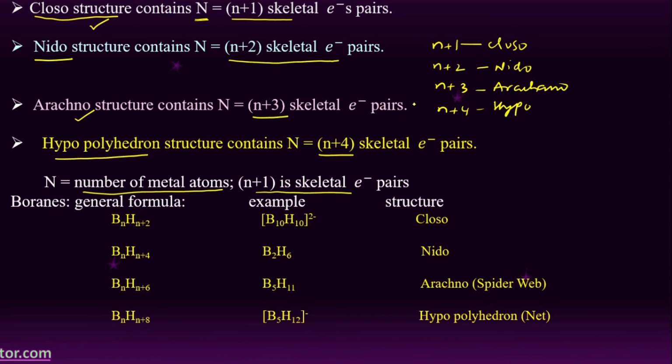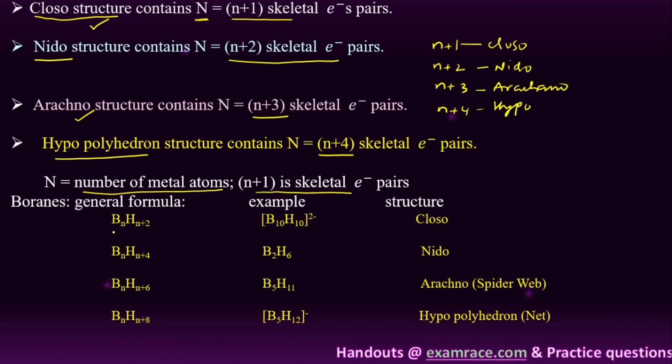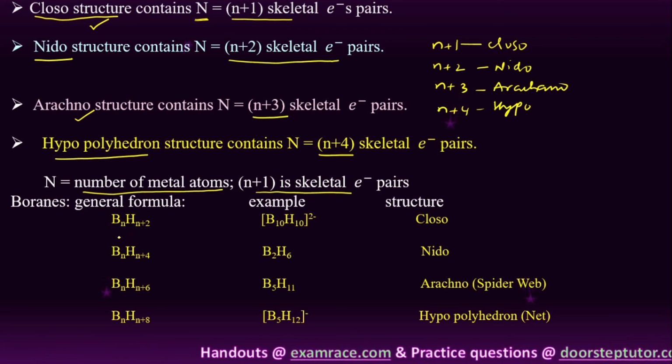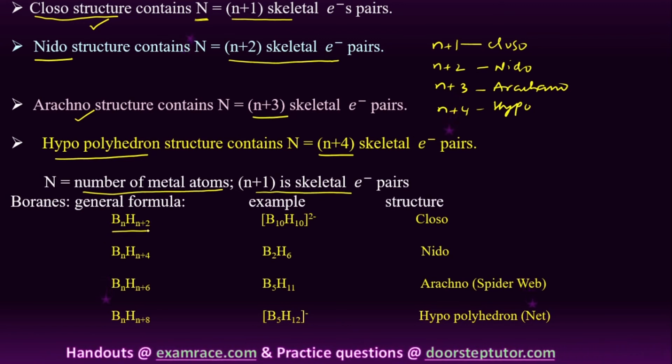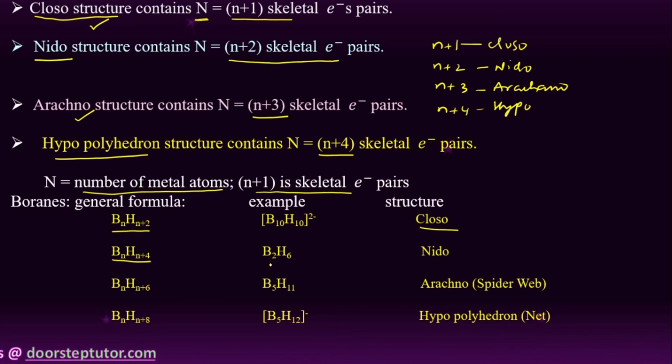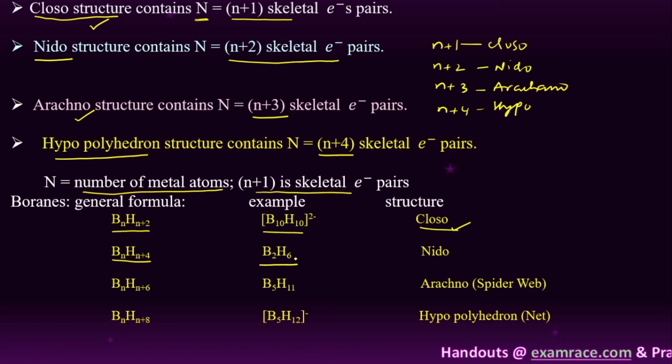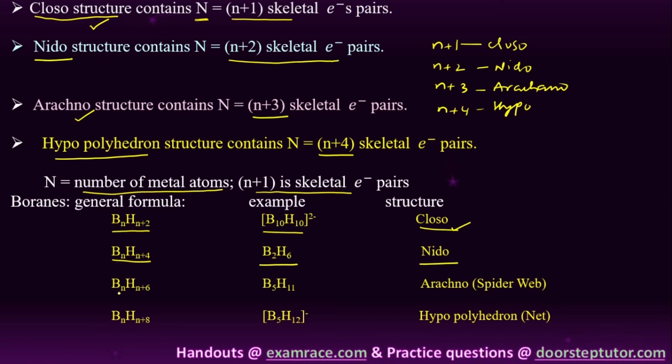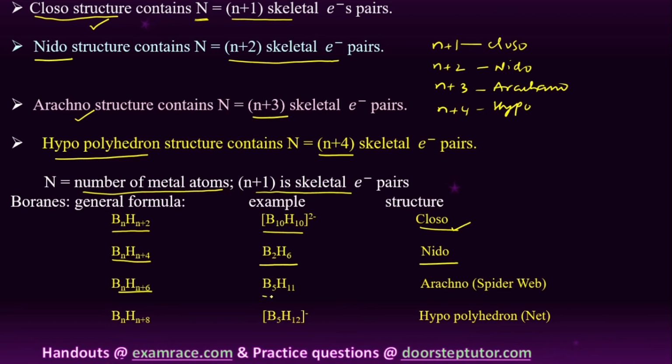These four are very important for knowing the structure of boranes and carboranes. Here you can see a few examples. If it is BnHn plus 4 format, then it is closo. If it is BnHn plus 4 general formula, example B2H6, it is nido. Here in this case B10H10 to the power of minus 2, it is closo. BnHn plus 6, example is B5H11.